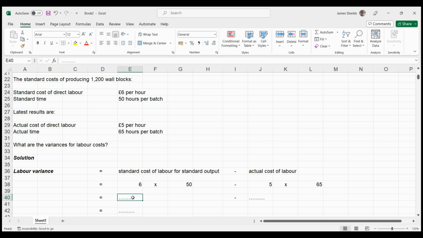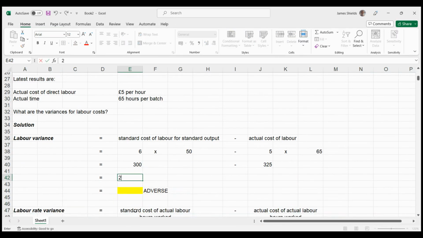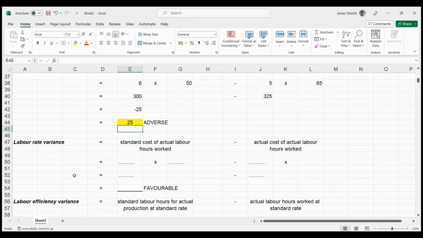6 times 50 gives us 300, so that's the cost for the 50 hours expected. And 5 times 65 gives us 325, so the actual cost was £325. The actual cost is more than the standard cost, and it's £25 difference. If you do it mathematically, that would be negative 25. The actual cost of 325 is more than the standard cost of 300, so it's cost us more, so it's adverse. We're going to say it's £25 adverse for the overall labour variance. Now, that's made up of the labour rate variance and the labour efficiency variance.